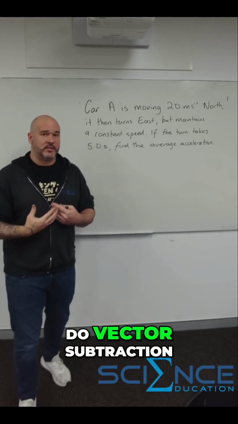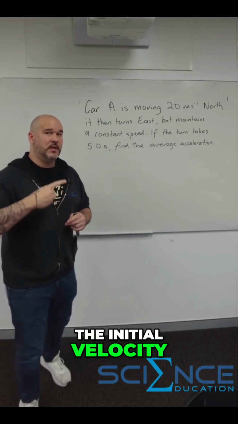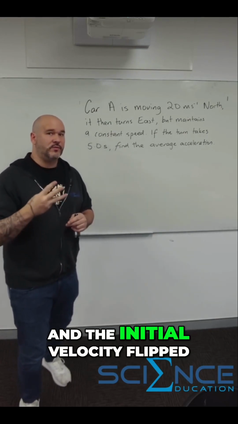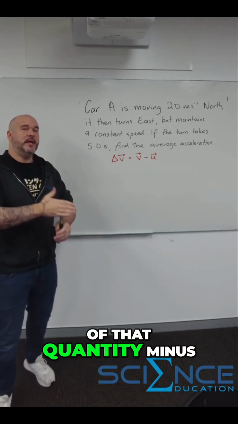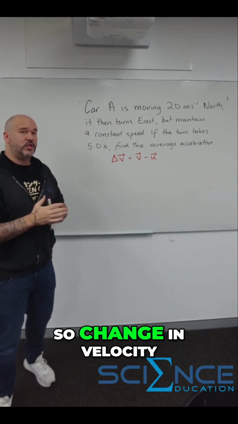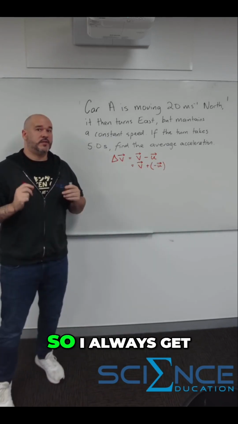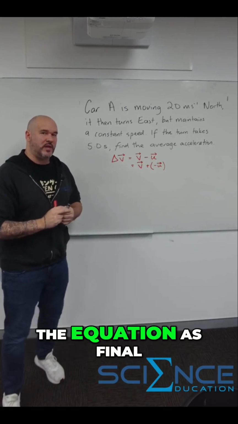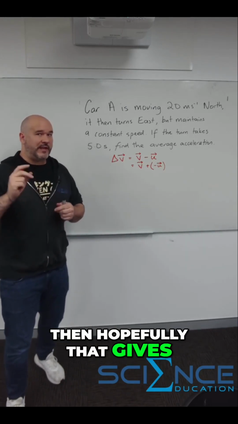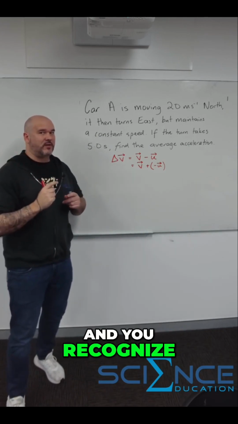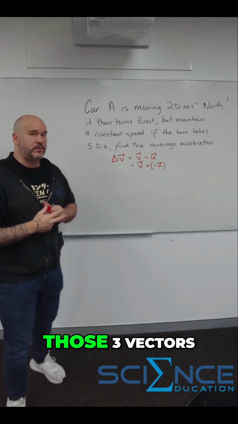Now, when my students do vector subtraction, I always get them to draw three vectors: the initial velocity, the final velocity, and the initial velocity flipped. Change in velocity, or change in anything, is just the final of that quantity minus the initial of that quantity. So change in velocity is therefore final velocity minus initial velocity. So I always get my students to rewrite the equation as final plus the negative of the initial. Then hopefully that gives you a little snap kick to the head and you recognize I need to flip my initial velocity vector. So let's draw up those three vectors.